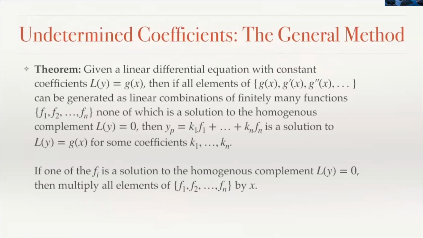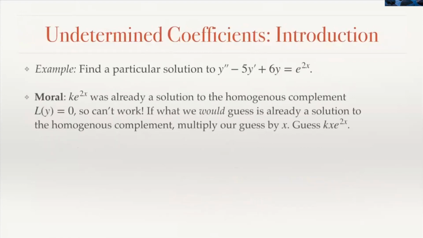But now that we know our language of linear independence, we can formulate this well. Given a linear differential equation with constant coefficients, if all elements of the set of derivatives of the right-hand side, so g, g prime, g double prime, etc., can be generated as linear combinations of finitely many functions, f1 to fn, none of which is a solution to the homogeneous complement, then guess an arbitrary linear combination of them. And if one of them is a solution to the homogeneous complement, then just multiply all elements of it by x. That's what we did over here.